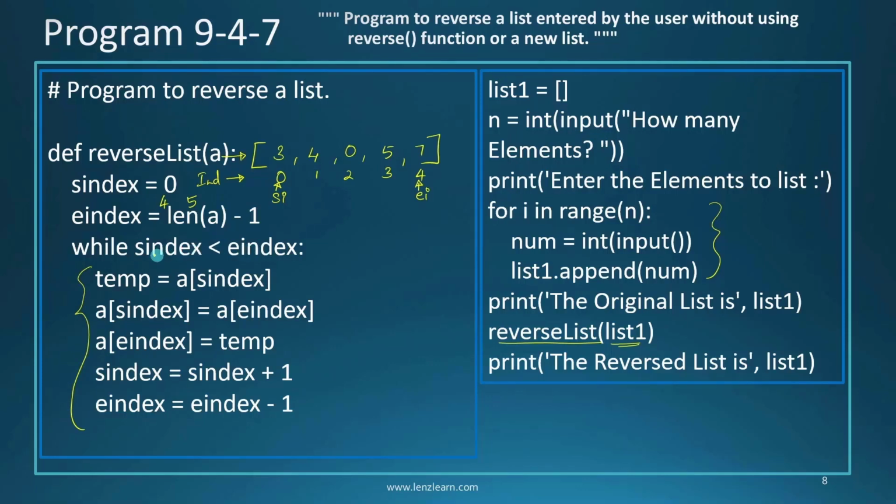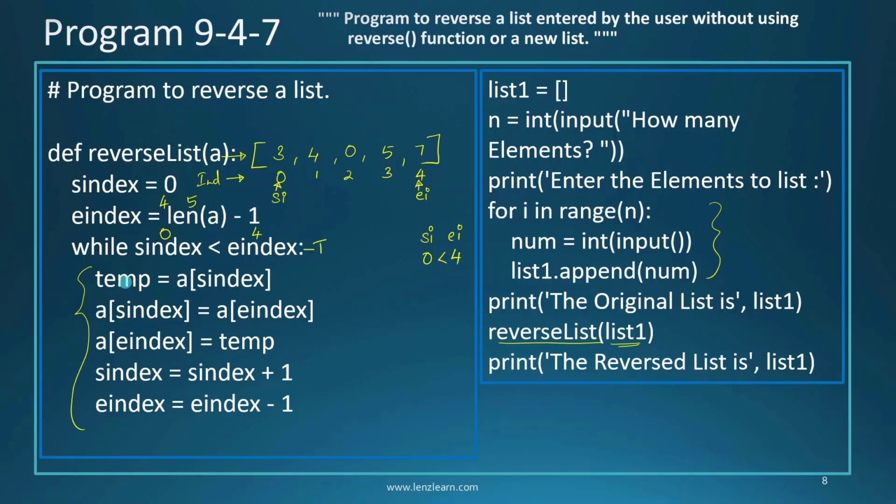So now I will check whether the value of S index, that is 0, is less than end index, that is 4. So I will write the values over here. Right now the value of S index, that is starting index, is 0 and the value of end index is 4, and I am checking whether 0 is less than 4 over here. So you can see this is true.